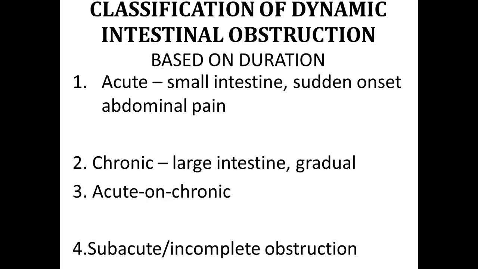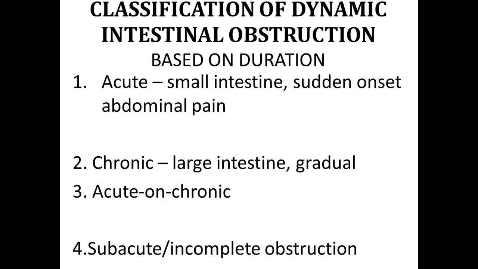Then acute on chronic simply means a gradual onset intestinal obstruction that suddenly becomes acute, as the patient has been noticing the symptoms of intestinal obstruction gradually progressing. So all of a sudden, all the symptoms become exacerbated within a short period of time. That becomes acute on chronic. But for acute, the symptoms occur within a period of hours to days. For chronic, they occur within weeks to months. Acute on chronic occurs within weeks to months, with sudden exacerbation of the symptoms.